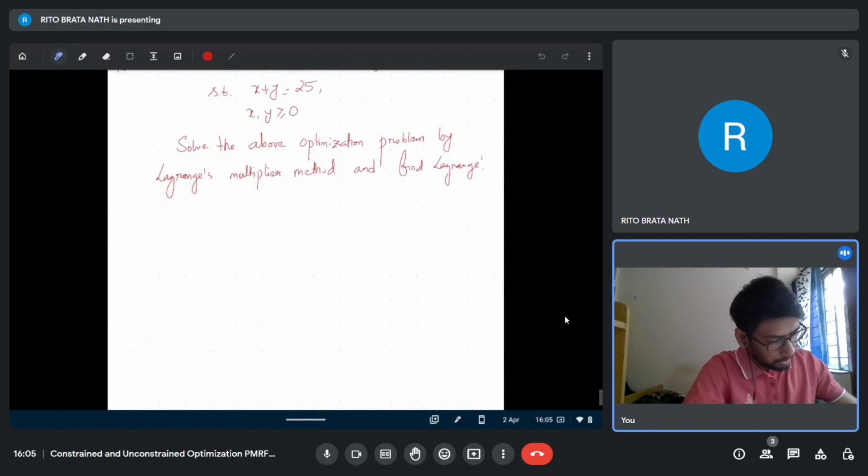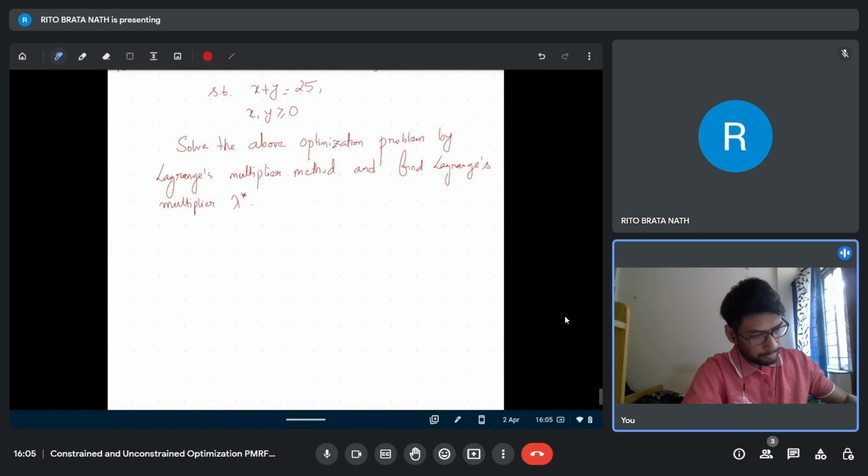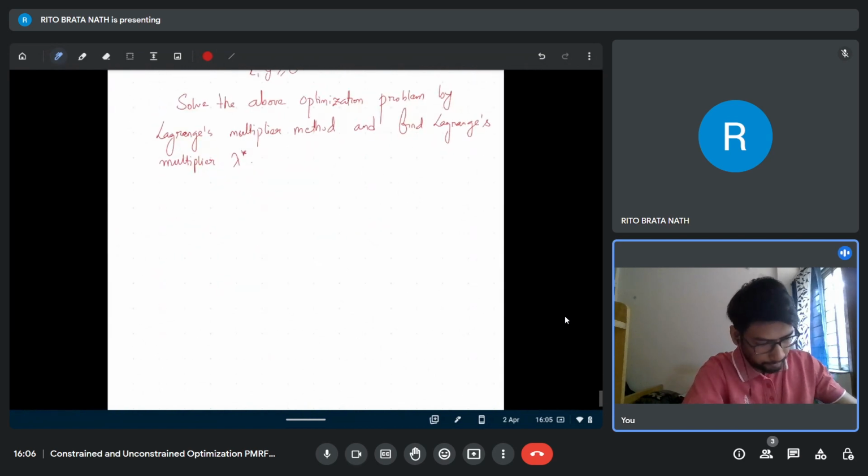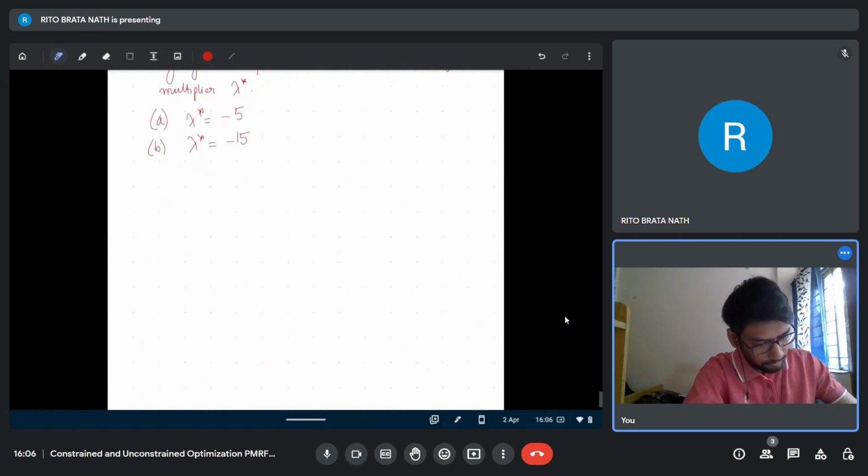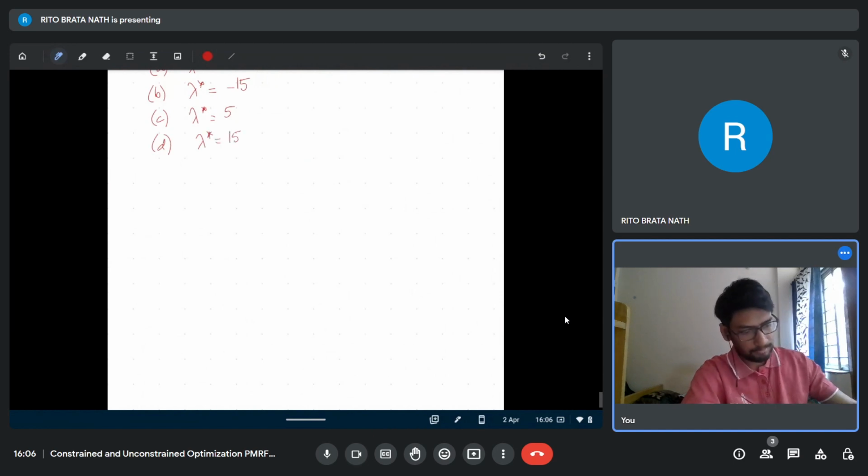Okay, and find Lagrange's multiplier lambda star. So this is the 10th problem. Option A is lambda star equals -5. Option B is lambda star equals -15. C is lambda star equals 5. D is lambda star equals 15.